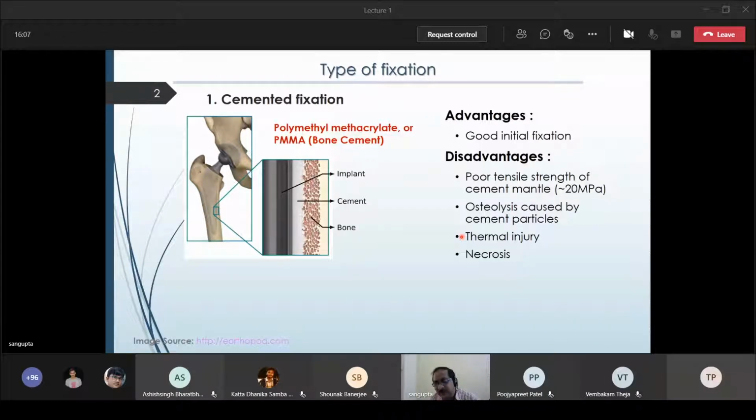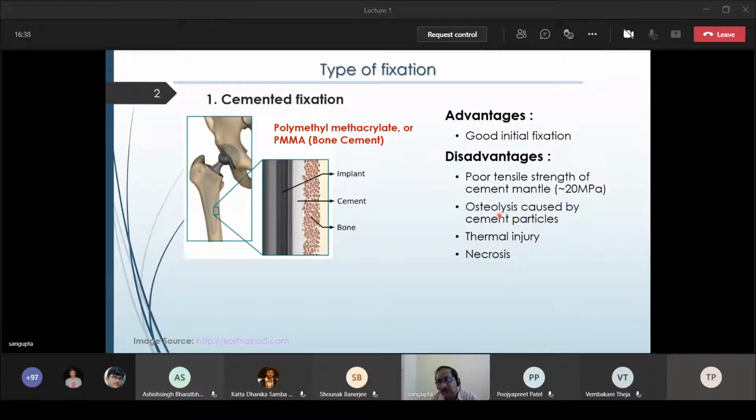So what happens is that there is a case of thermal injury being caused at the bone interface, because the temperature of the bone cement mantle that is pushed in is maybe about 70 to 80 degrees centigrade. So that might cause thermal injury.